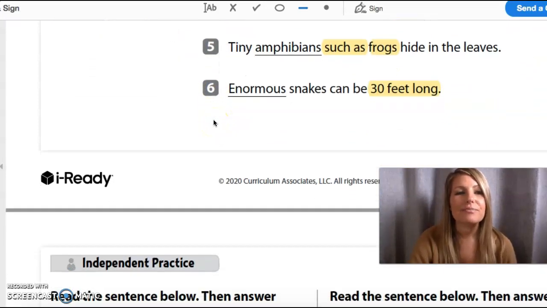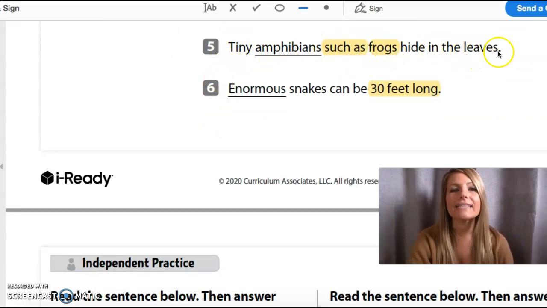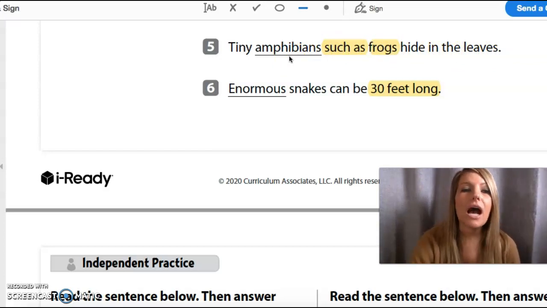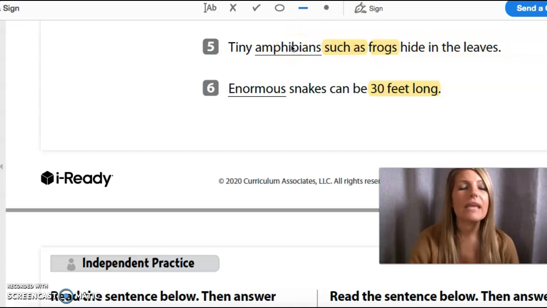Number 5. Tiny amphibians, such as frogs, hide in the leaves. Amphibians is a long word, and I want to figure out what it means. Oh, I see a clue word, such as. Such as might tell us the meaning is somewhere close by. Tiny amphibians, such as frogs, hide in the leaves. Such as frogs tells us what amphibians mean. Amphibians must mean frogs, so I'd like you to circle the word frogs in your packet.